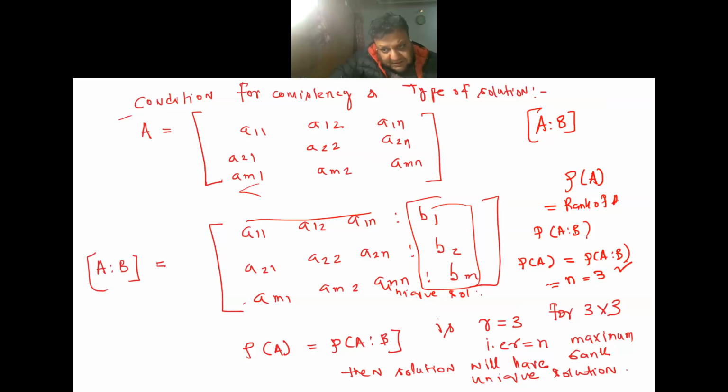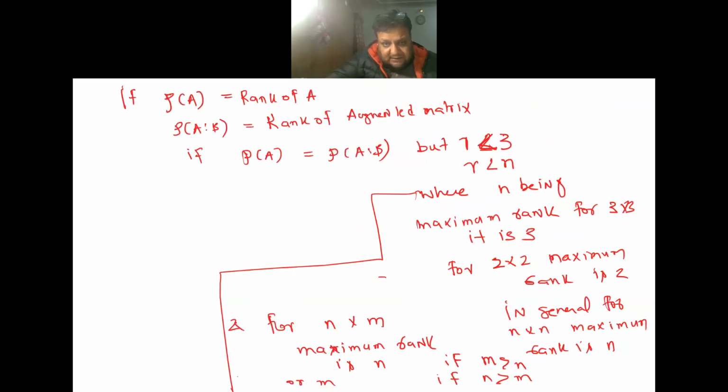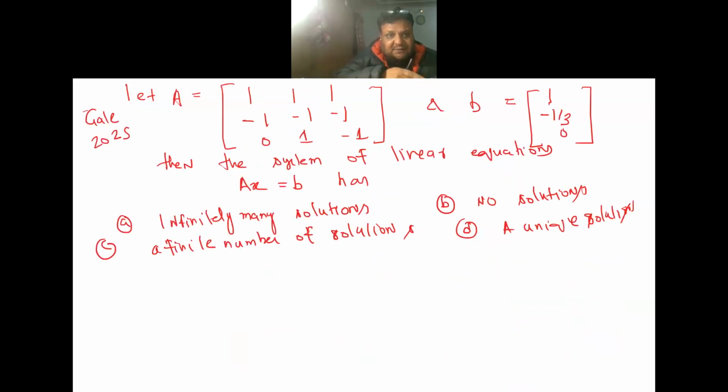Okay. Now if this rank is not equal to 3, suppose rank of A is also equal to rank of AB, but it is equal to 2. For a 3 cross 3 matrix, you got 2. You got an entire row 0. So that means you will have infinitely many solutions. And the third scenario is when rank of A is not equal to rank of AB, then you will get no solutions. Now one of the questions has appeared in the GATE examination.